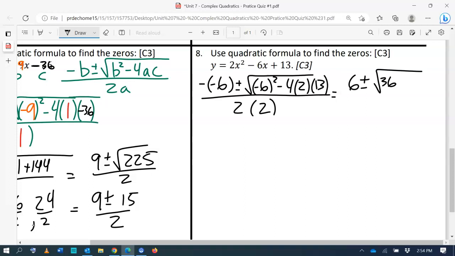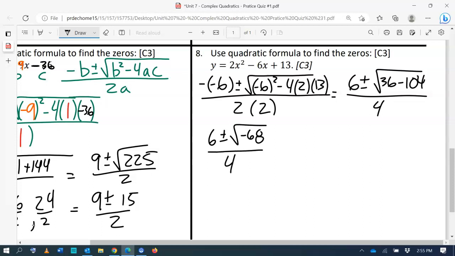That gives us 94? No, 104. Minus 104. Yeah, so negative 8 times 10 is negative 80. And then 8 times 3. Yeah, just confirm. Yeah, 104. And over 4. Now we evaluate our square root. So we get 36 minus 104, which gives us a negative 68 all over 4.